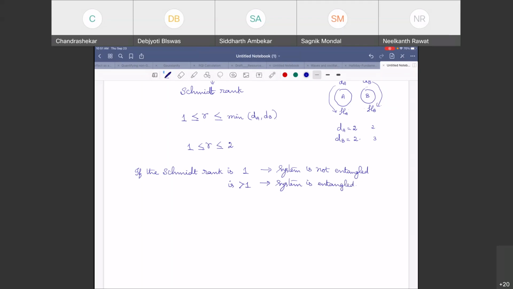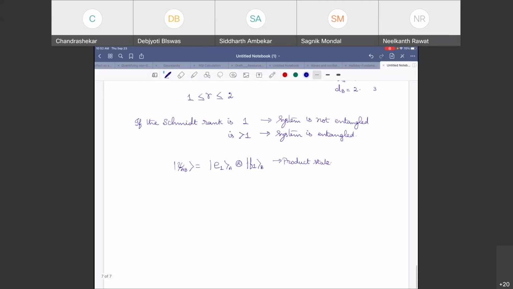So what happens if the Schmidt rank is equal to 1? If it is equal to 1, you can always write psi AB equal to e1A tensor f1B, that is, as a product state. That's one of the advantages of the Schmidt decomposition.